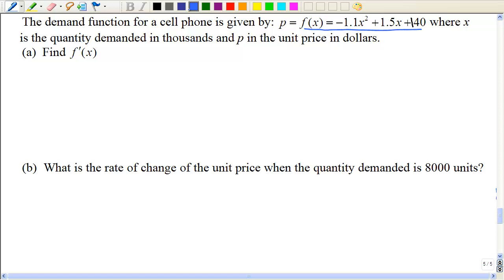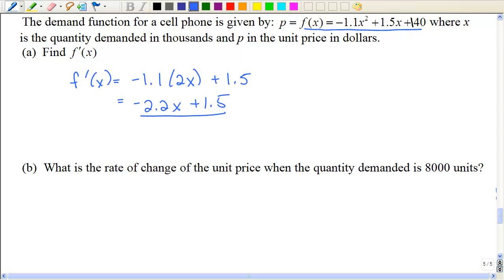On this last problem, we're talking about a demand function for a cell phone given by this, and that's 140, where x is the quantity demanded in thousands and p is in dollars. So part A, very easy, find the derivative. So we would just use our power rule combined with our constant rule. Okay, notice when I got to the 1.5x, I know that 1 degree less than x is no x's, and so I just get that coefficient. And so that's my derivative.